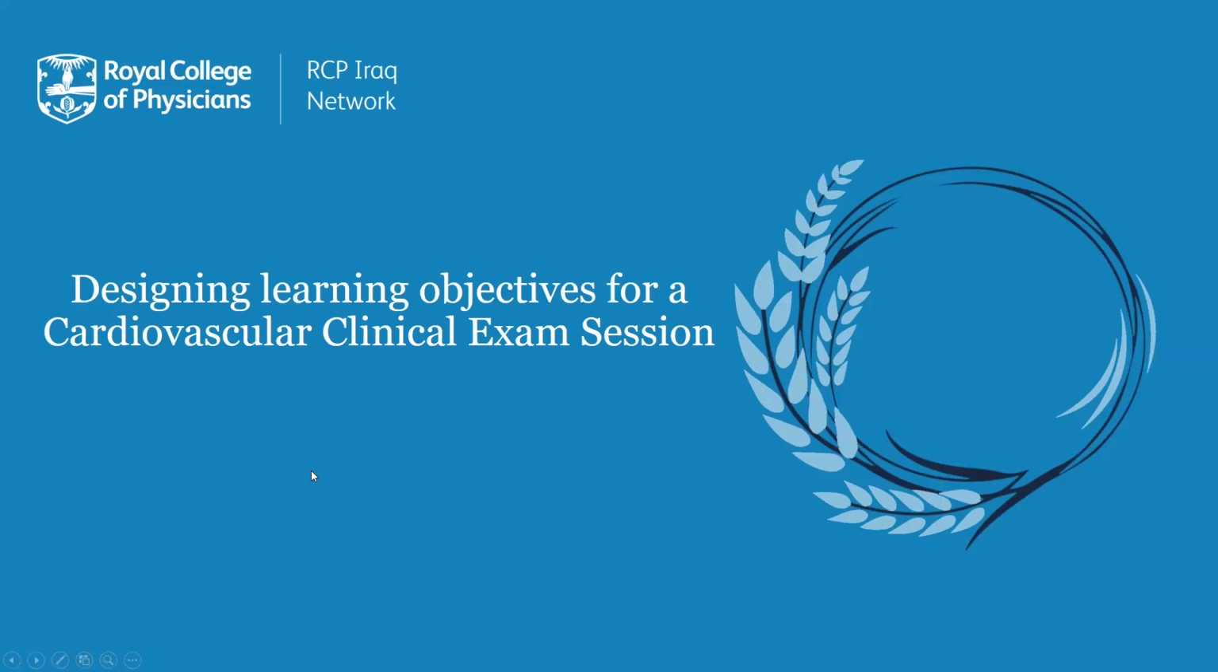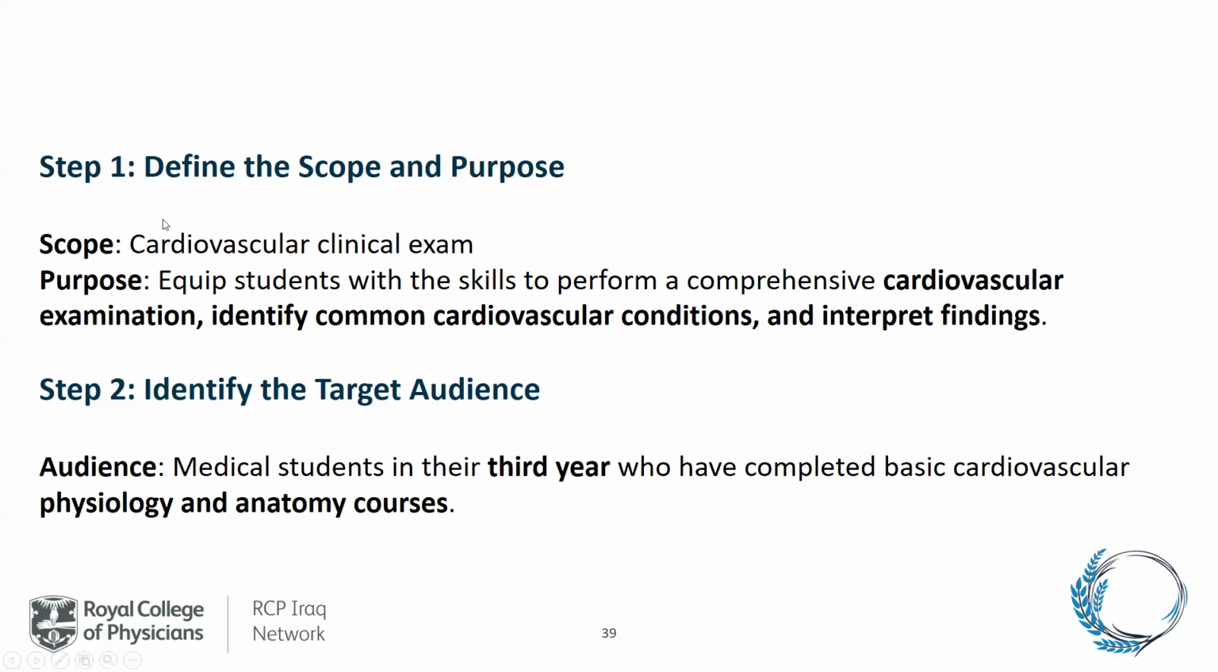Now I will take you through actually designing a learning objective for a cardiovascular clinical examination session. Step 1, define the scope and purpose. What is the scope? Cardiovascular clinical examination. What is the purpose? Equip the student with the skill to perform a comprehensive cardiovascular examination, identify common cardiovascular conditions, and interpret the findings. So I put three purposes: examination, identifying common cardiovascular problems, and interpreting the findings. This is the first step, scope and purpose.